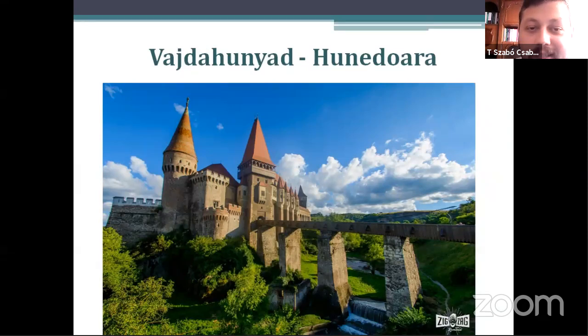One of the most visited medieval castles is Vajdahunyad, Hunedoara, which was built by the Hunyadi family, who gave two of the most well-known personalities of Transylvania. Hunyadi János, Iván von Hunyadi, was the hero of the famous Belgrade battle, which saved Europe from the Ottoman Empire for more than 50 years.